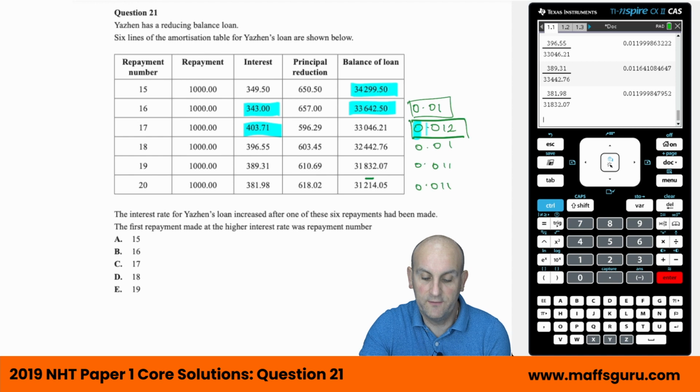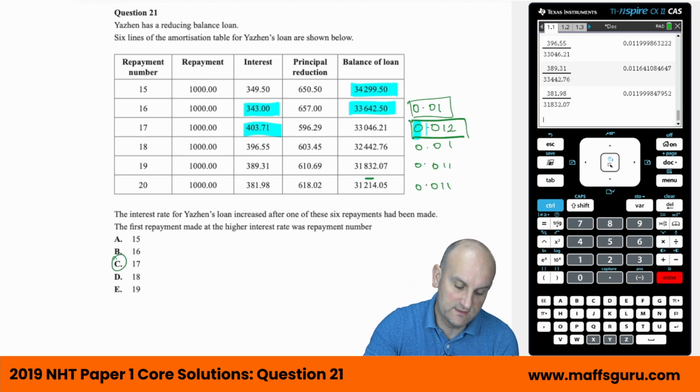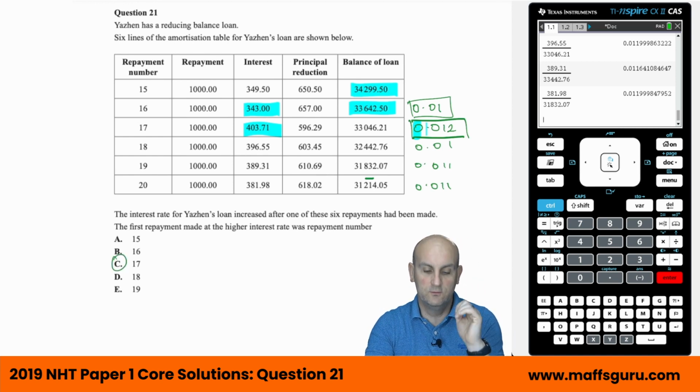The first repayment made at the highest interest rate was actually number 17. All right, so again, I misread the question. Whew, that would have been awkward. Yeah, so 17.